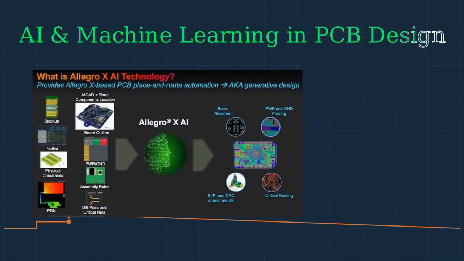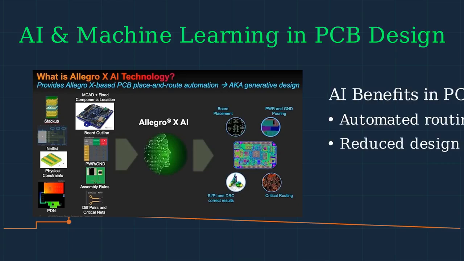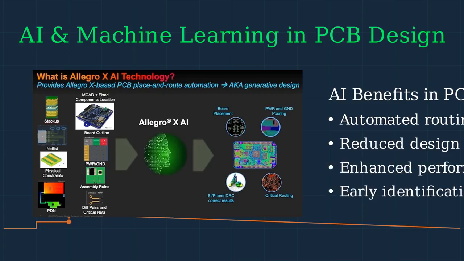Another significant development is the integration of artificial intelligence and machine learning in PCB design tools. AI is automating complex tasks like routing and component placement, which traditionally required significant time and expertise. These AI-driven tools not only reduce design cycles, but also enhance performance prediction and help identify potential issues early in the design process.